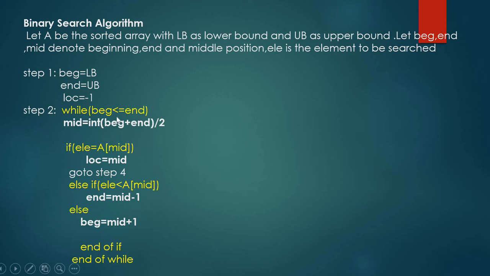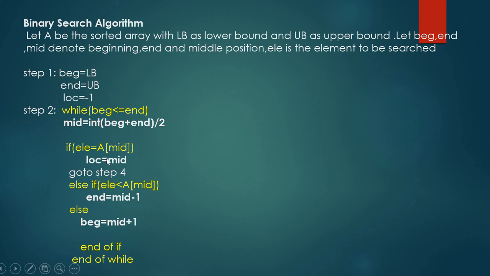Here we have found the middle position. After finding it, we compare the element with the middle element. A of mid means the middle element, and ELE means the element to be searched. If ELE is equal to A of mid, that is, if the element is equal to the middle element, location will be mid. After that, go to step 4.